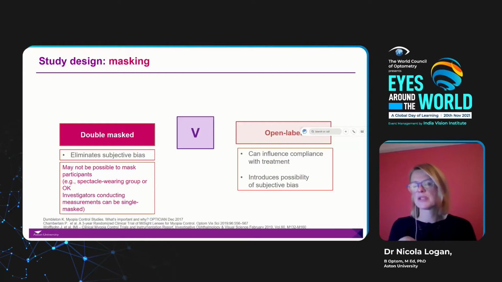But we know that sometimes it's not always possible to mask participants. If we think of an ortho K study, for example, children wearing ortho K will clearly know that they're wearing a lens to sleep in at nighttime. And the control group is usually a spectacle lens wearing group, and they know they're wearing spectacle lenses. But what we can do in that type of design is mask the investigators. So when they come in, it's different people who take those study outcome measures, and they don't know who's in the ortho K group versus the spectacle group. So read those papers carefully and look at the level of masking within that study design.